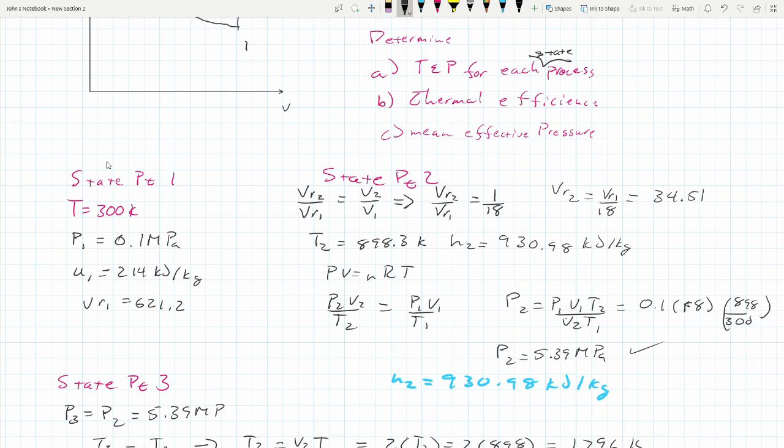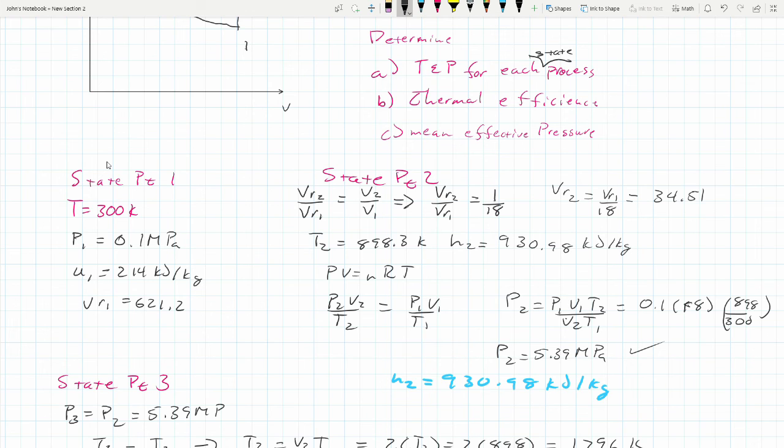From that, we were able to find the values of state point 2 by using the volume ratio: VR2 over VR1 is equal to the ratio of V2 to V1. Simplify that, and we are able to find the reduced volume value. We will take that value, go back to our air table, and interpolate, which we didn't do here because it's a waste of time for explaining the lesson. And we got T2 and H2.